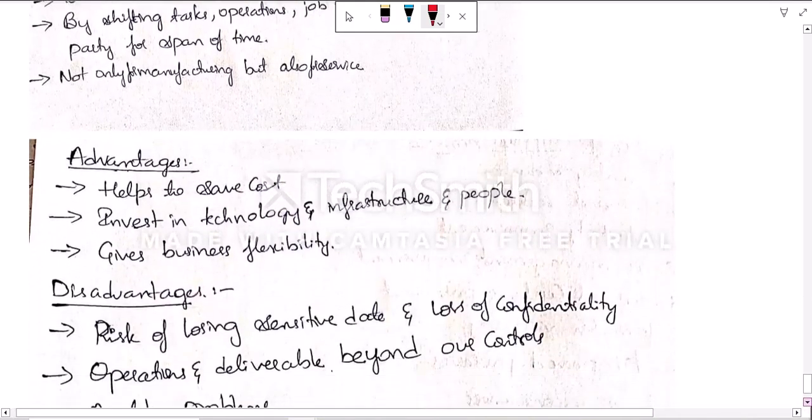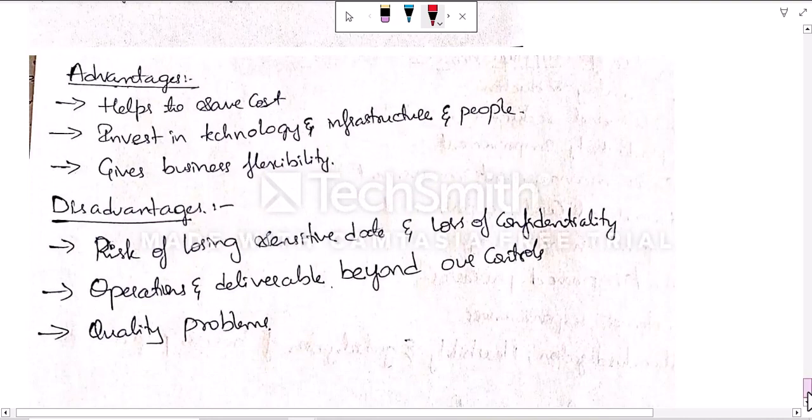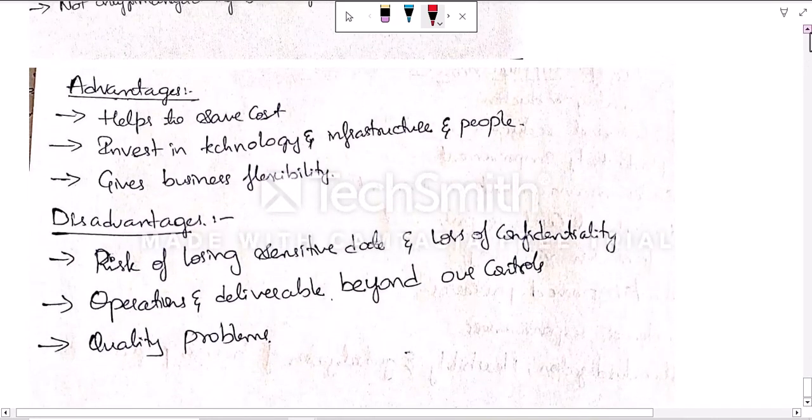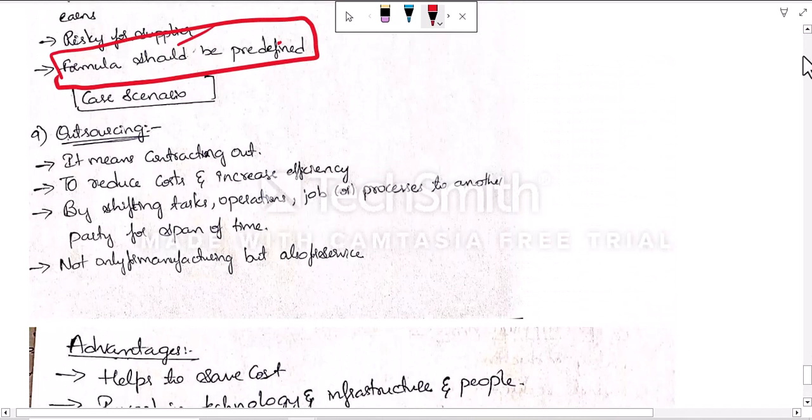So, a case scenario, I will tell you this after completion of outsourcing.